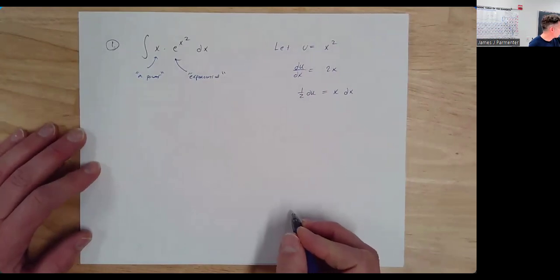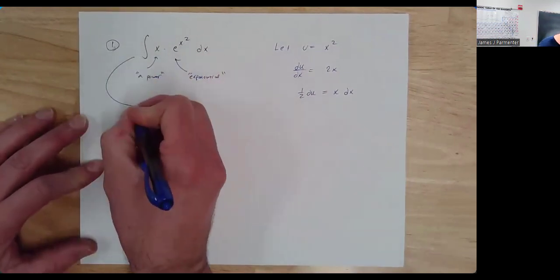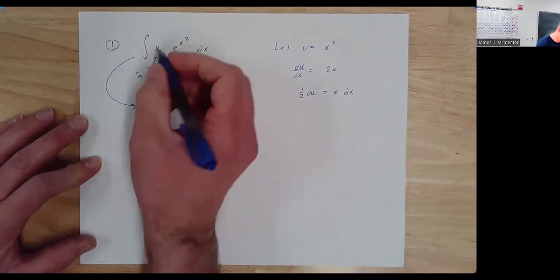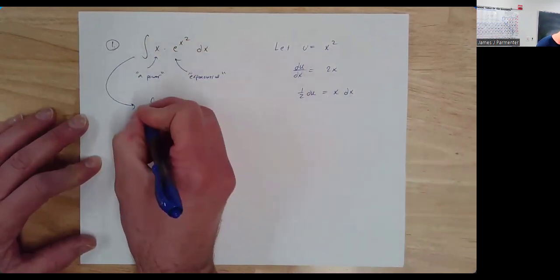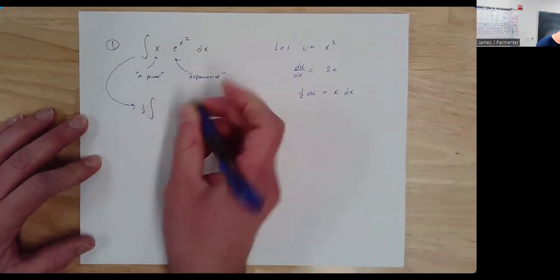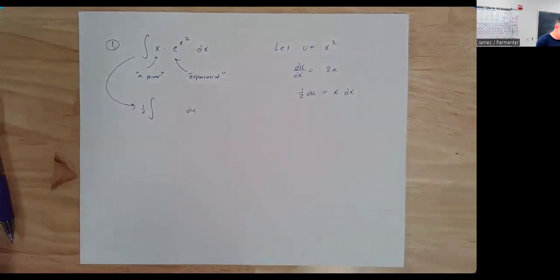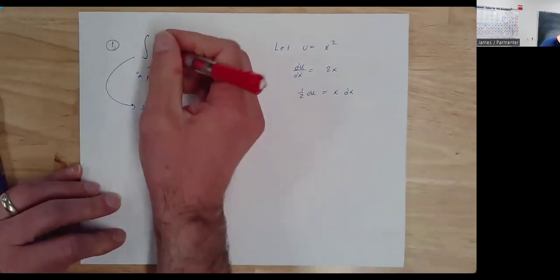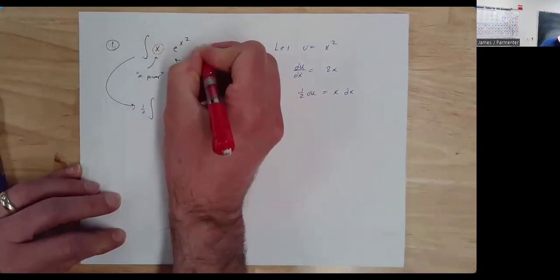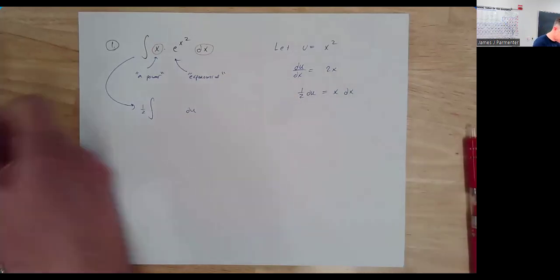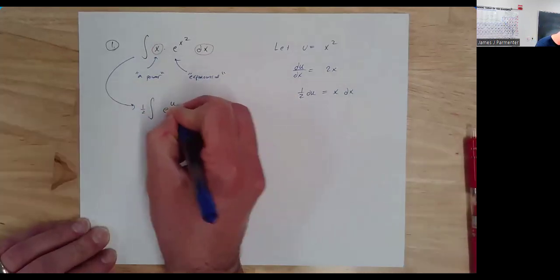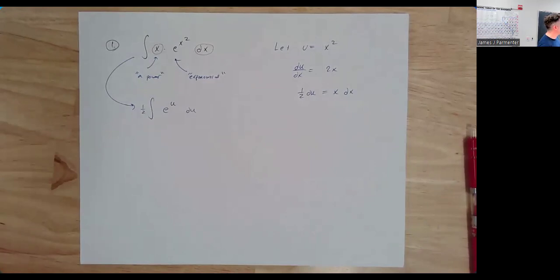And I can rewrite this integral. I can rewrite this as the integral of, let's see, my x times my dx is going to be my 1/2 du. So I've got 1/2 du. That has replaced the x times dx, so I no longer have to worry about writing any of that. And then I still have my e to the x squared, which is going to be my e to the u. I've completely rewritten my integral in terms of the variable u.